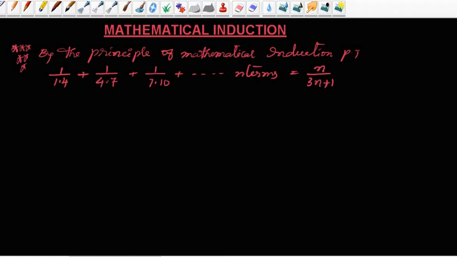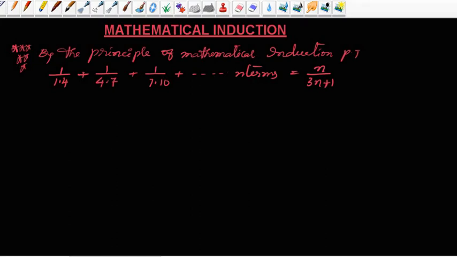Okay, now we will continue the mathematical induction. Before, I have told you two problems which are very important problems for the Board of Intermediate of Telangana and Andhra Pradesh. Now, the third problem is, I am discussing the remaining third problem, that is, by the principle of mathematical induction, prove that so and so. Okay, so now I will do this one by mathematical induction.